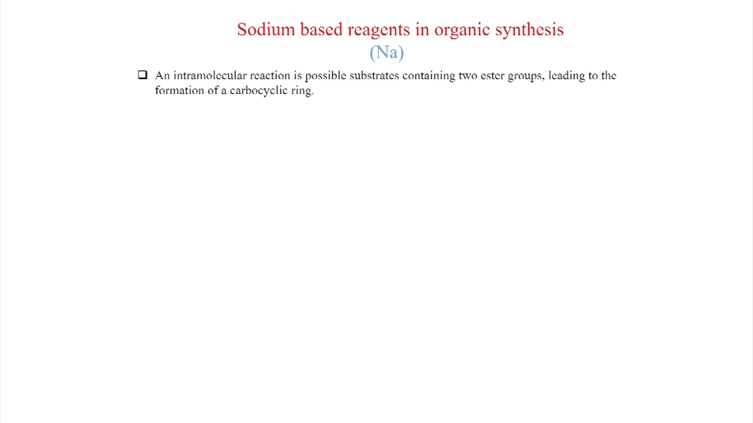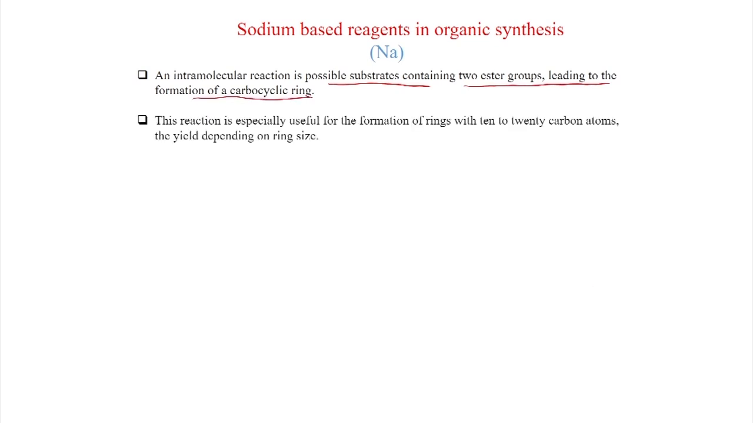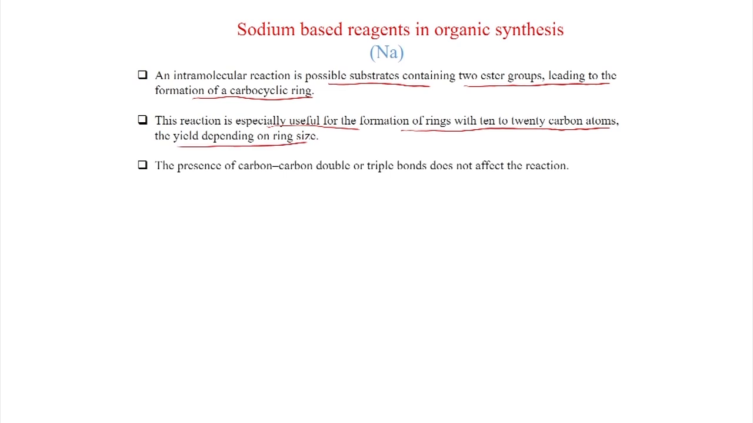An intramolecular reaction is possible with a substance containing two ester groups, leading to the formation of a carbocyclic ring. This reaction is especially useful for the formation of rings with 10 to 20 carbon atoms, the yield depending on ring size. The presence of carbon-carbon double or triple bonds does not affect the reaction.